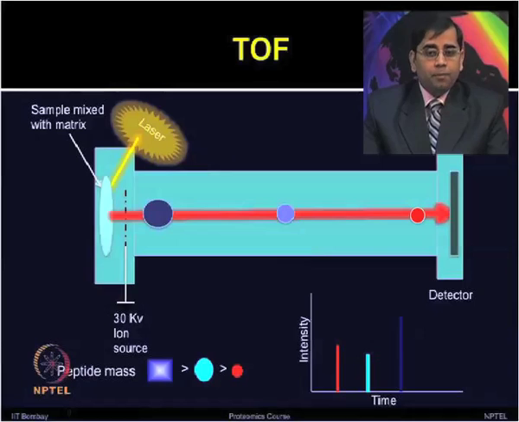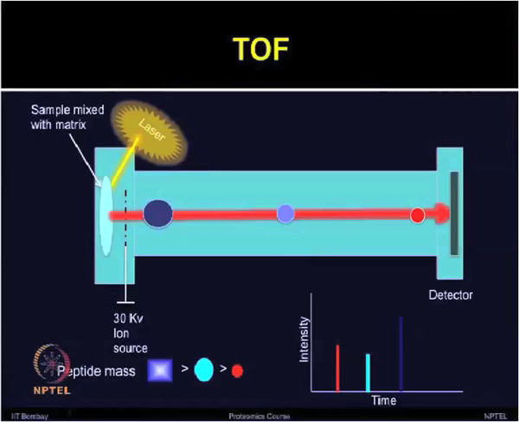Now, if you take an example where you have 3 ions, as shown in dark blue, light blue and the red color in the slide, you will expect that the small ion, which is the red one, will show the first peak, followed by the blue ion and then the dark blue one.